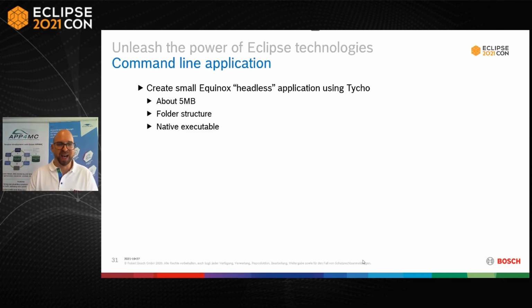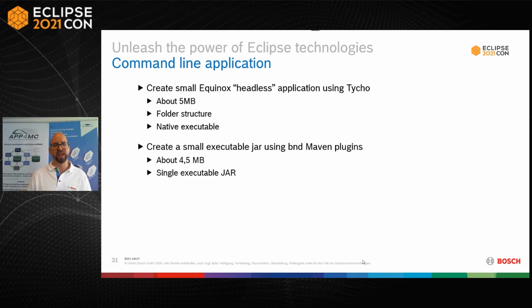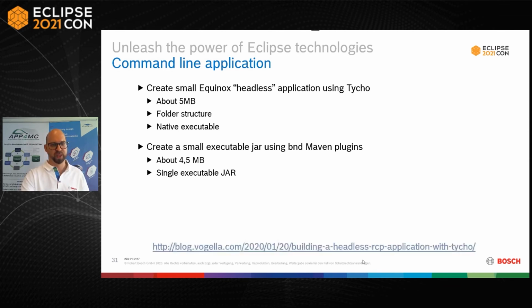Okay, sorry. Okay, what we did, we created command line applications out of our Eclipse plugins. So we created small Equinox headless applications, even by using Maven Tycho. These headless applications have about 5 megabytes. When they're in Equinox, they have a folder structure and a native executable. But from there, we even created executable JARs using the BND Maven plugins. They have about 4.5 megabytes, and they are single executable JARs. So they are really easy to share with others.